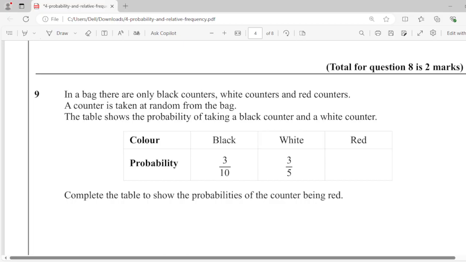Question 9. In a bag, there are only black, white, and red counters. A counter is taken at random from the bag. The table shows the probability of taking a black counter and a white counter. Complete the table to show the probability of the counter being red. 3 over 10 added to 3 over 5 is 9 over 10. 1 take away 9 over 10 is 1 over 10.